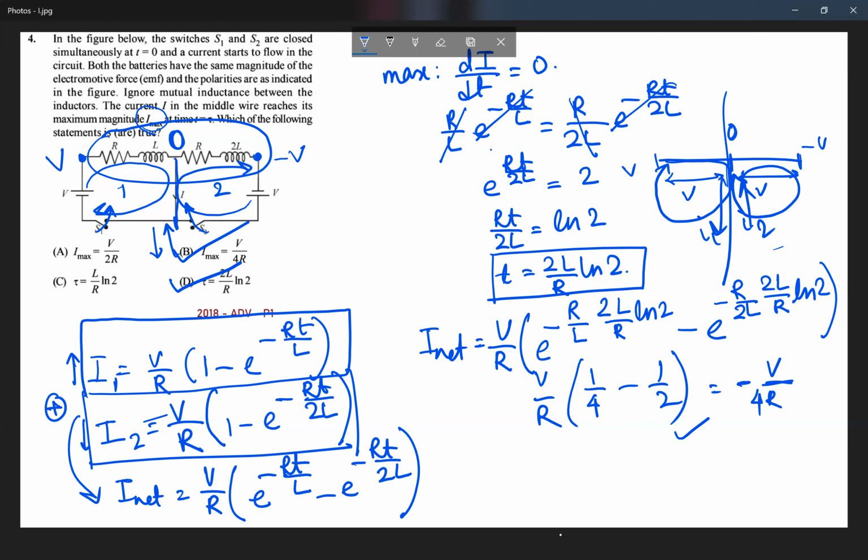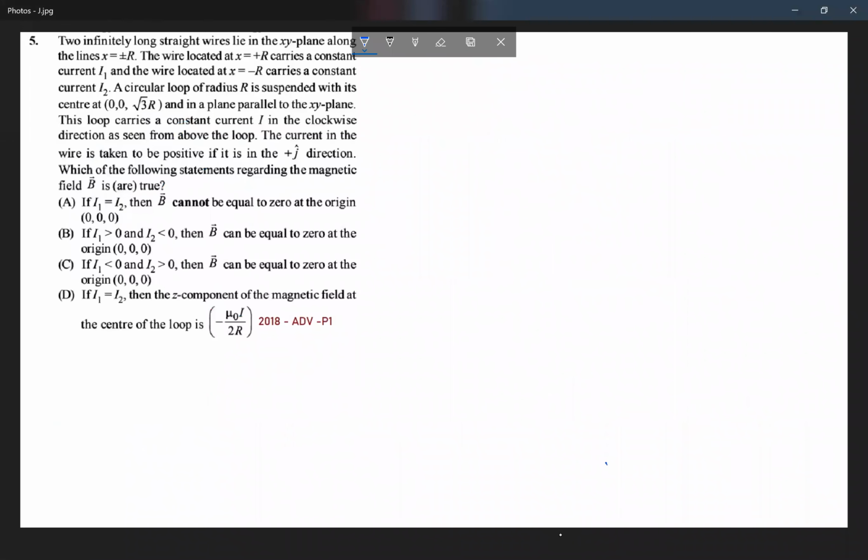Let's go over to the next question. There are two infinitely long straight wires lying in the xy plane along the lines x equal to plus and minus r. The wire located at x equal to plus r carries a constant current I1, and the wire located at x equal to minus r carries a constant current I2.